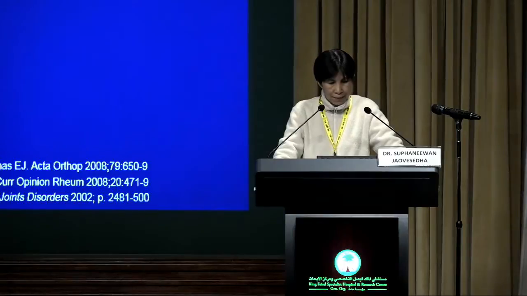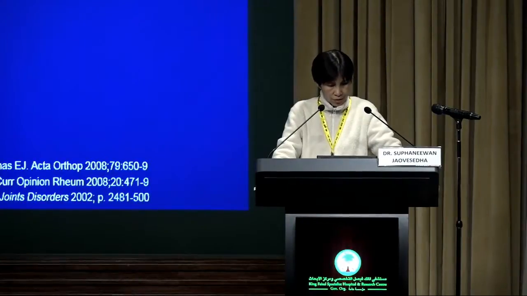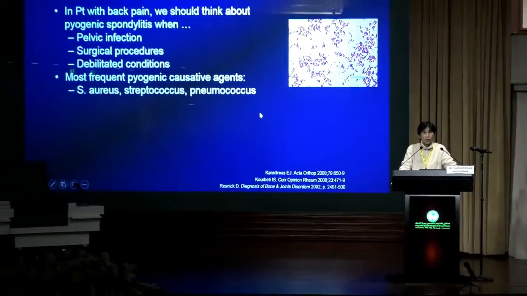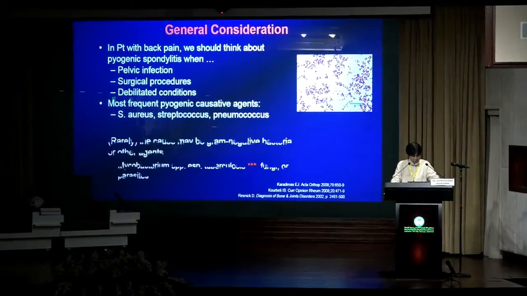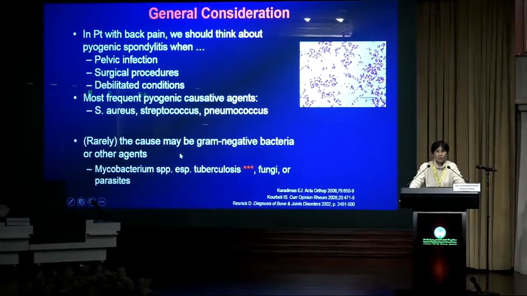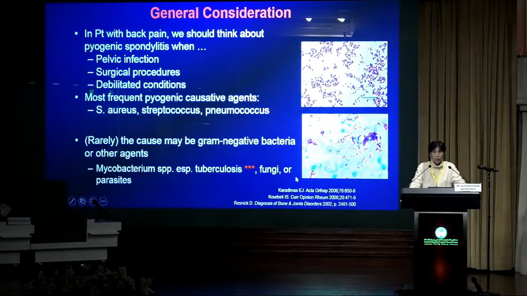In patients with back pain, we should think about pyogenic spondylitis when the patient has pelvic infection, has undergone surgical procedures, or is in a debilitated condition. The most frequent pyogenic cause is Staph aureus, which is here, followed by Streptococcus and Pneumococcus. The cause may be gram-negative bacteria or other agents, such as Mycobacterium species, particularly tuberculosis, which is right here, the fungi or parasites. I don't want to say rarely, because in endemic areas such as my country, Thailand, TB is not rare.